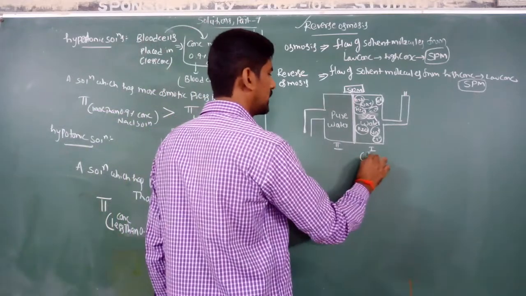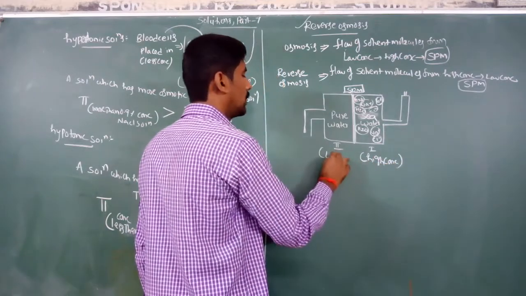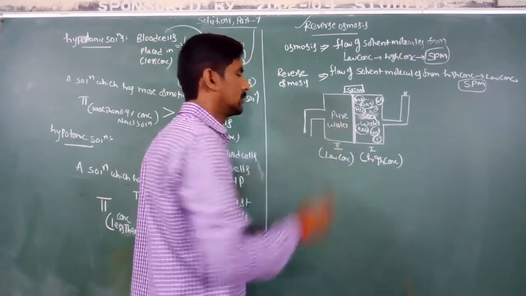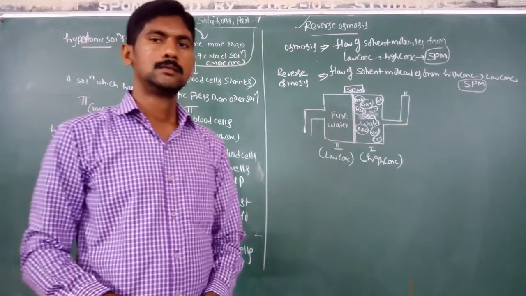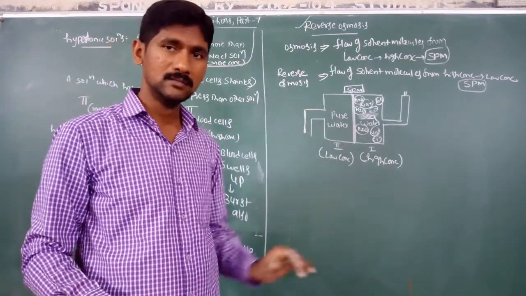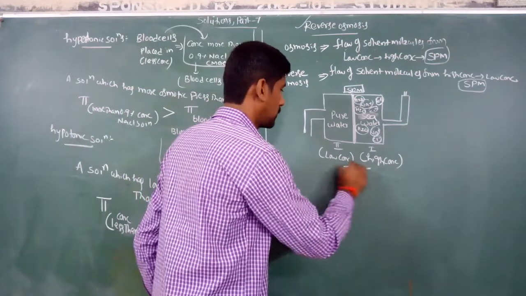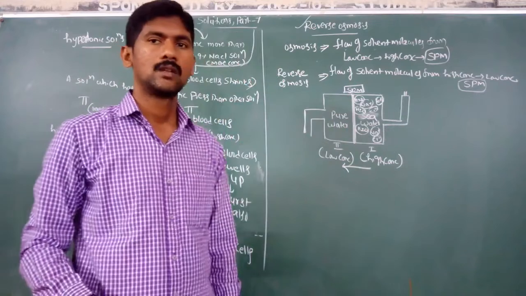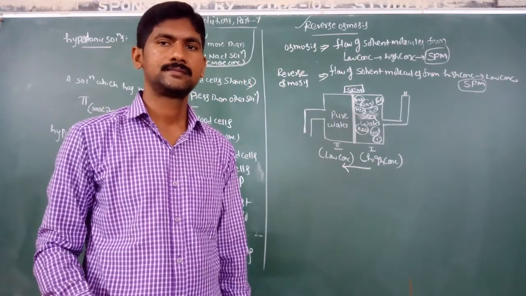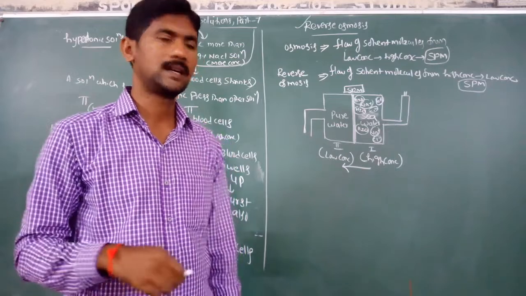You know, seawater is high concentration and pure water is low concentration. Here, what we have to do? Reverse osmosis process. That is the passage of solvent molecules from high concentration to low concentration. How does this happen? If we apply pressure more than the osmotic pressure.